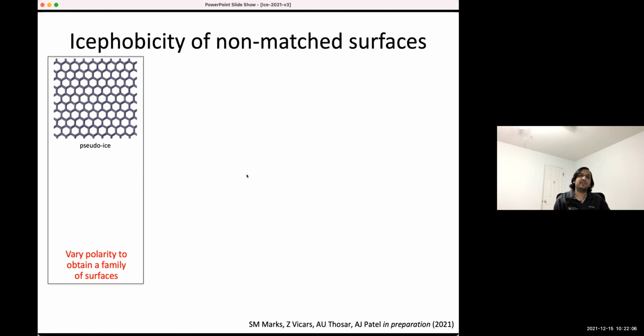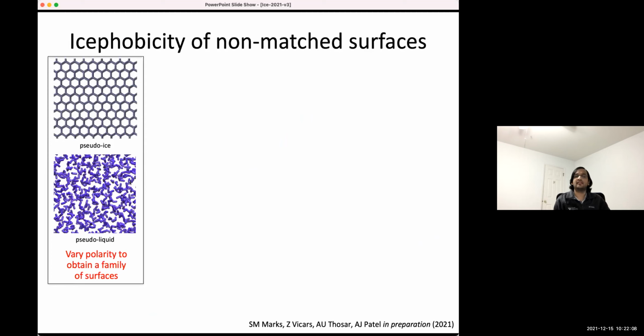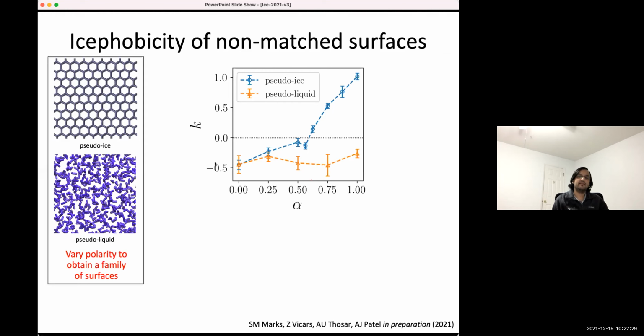Right? And so what we did is we created a complementary set of surfaces where we basically took a configuration from liquid water and position restrained those water molecules. We call that a pseudo water or pseudo liquid surface. And then again, we varied their polarity systematically to obtain a family of pseudo liquid surfaces. And what we find is that all of the pseudo liquid surfaces are icephobic, and they all have roughly the same value of the wetting coefficient. They're all roughly equally ice-phobic.